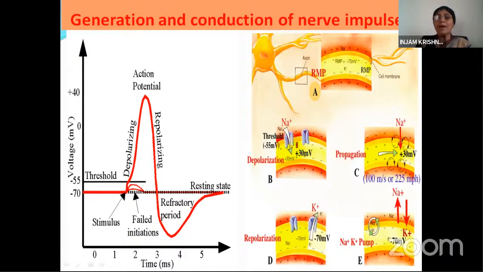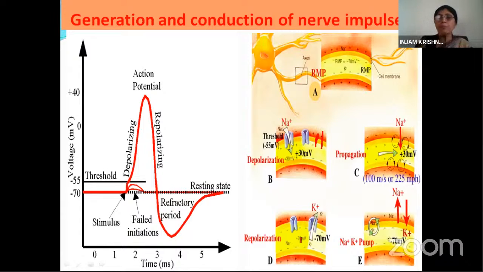Again, sodium ions move from here to the neighboring places, other sodium gates. Even there, sodium voltage-gated channels open. Again, there is sodium influx, and in the next area and the next area. So it passes on like that. This is called propagation.